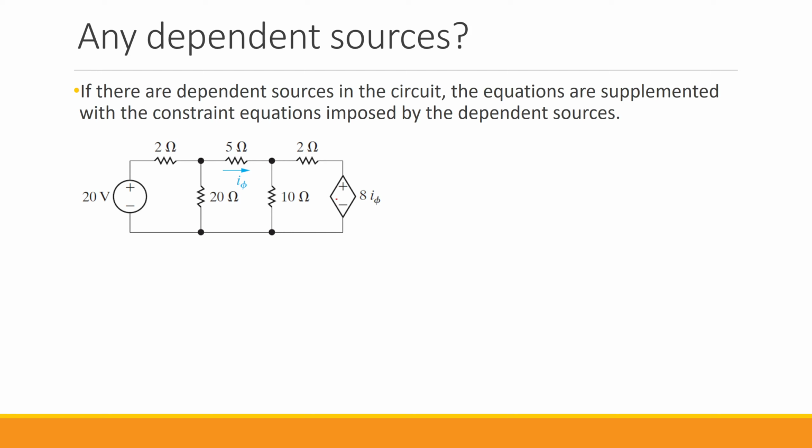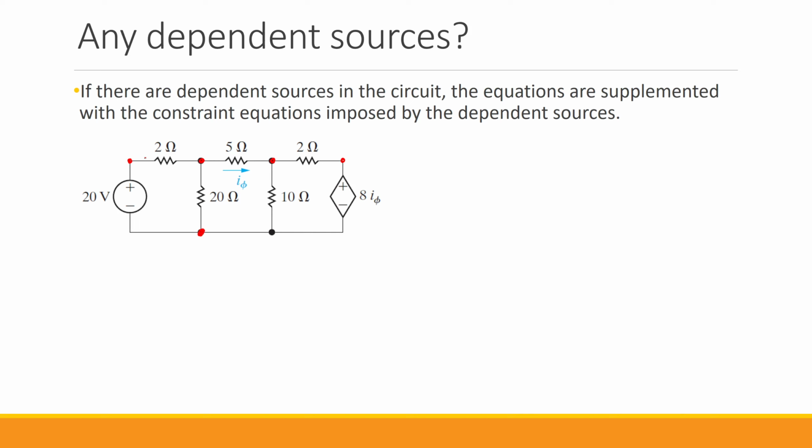So let's just go through the steps one by one. First, what are the nodes that we have for this circuit? We have this as the node, this another node, this is another node, this is another node, and finally this one is the last node. So how many nodes do we have? We have 5.